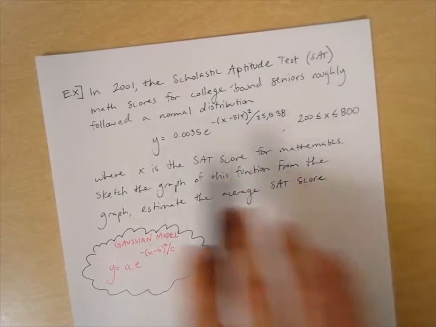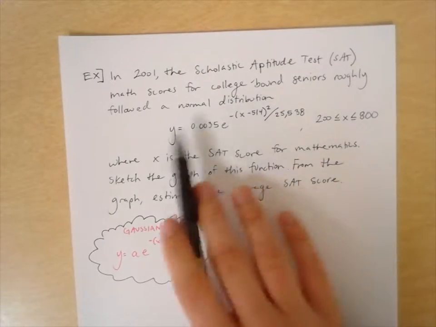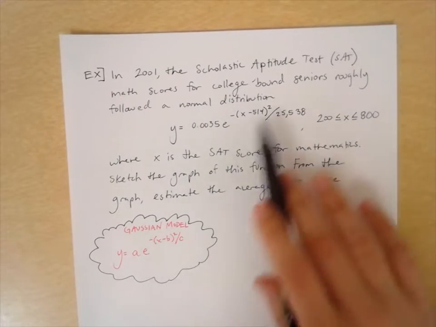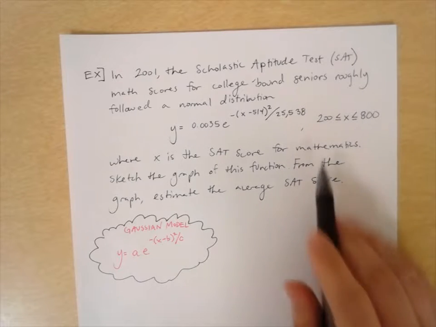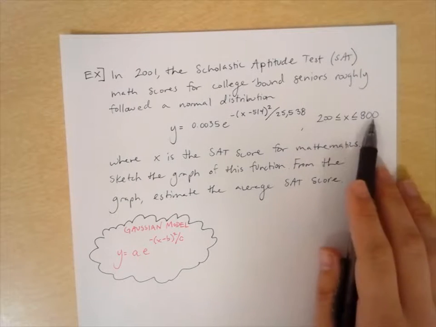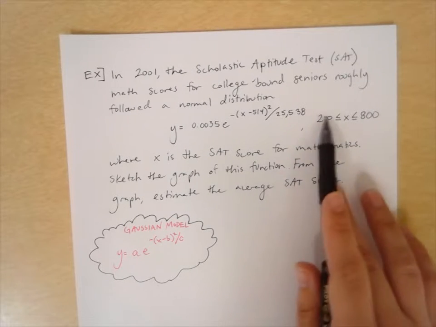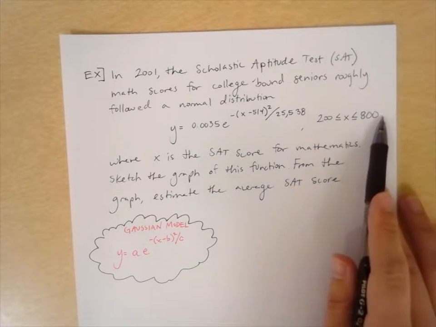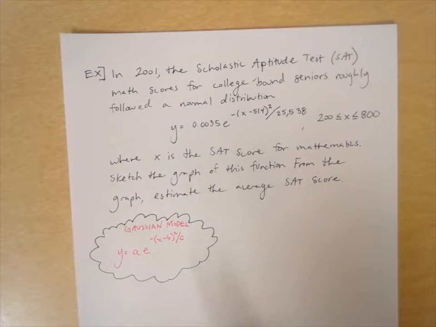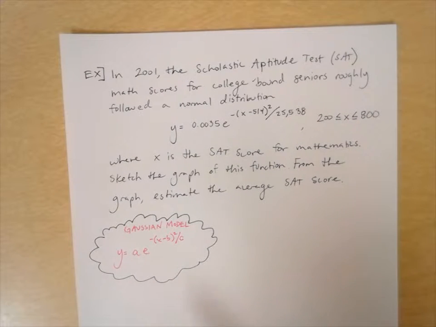Okay, so let's get into this problem. Let me keep reading this. Alright, so here is our model. You can see it follows pretty closely here. And we're looking from when the scores were 200 to 800, where x is the SAT score for mathematics. And we want to sketch the graph of this function. And then from the graph, we want to estimate the average SAT score.